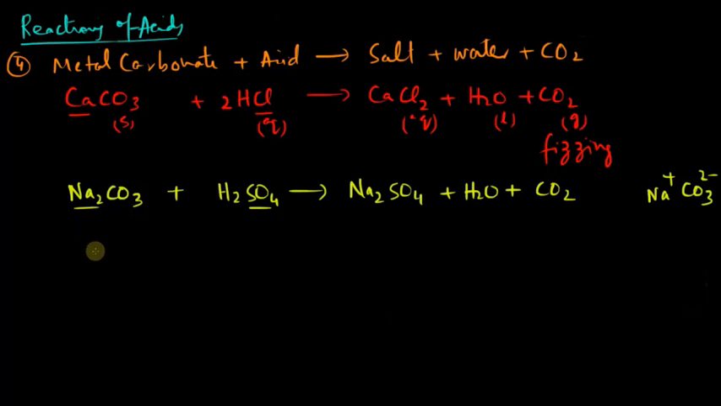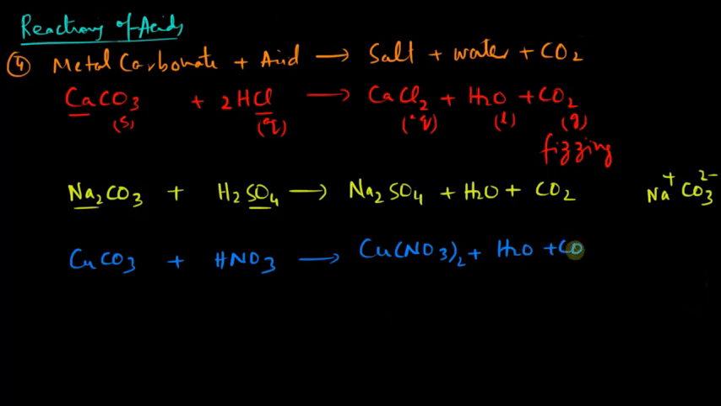So we can have any carbonate, like we can have copper carbonate reacting with an acid like nitric acid. Copper is, let's say, 2 plus, nitrate is 1 negative. So we get copper nitrate, Cu(NO3)2, plus H2O plus CO2. So to balance this, writing 2 here.